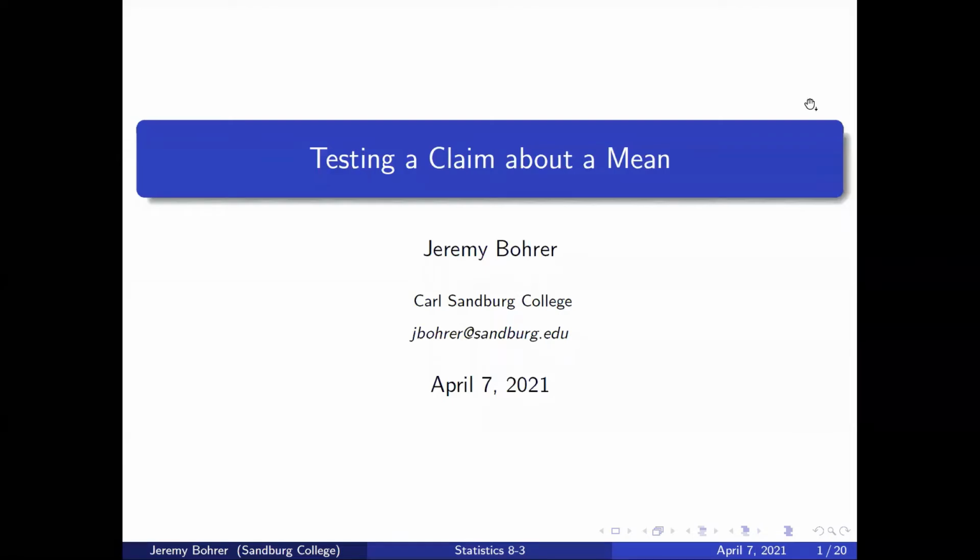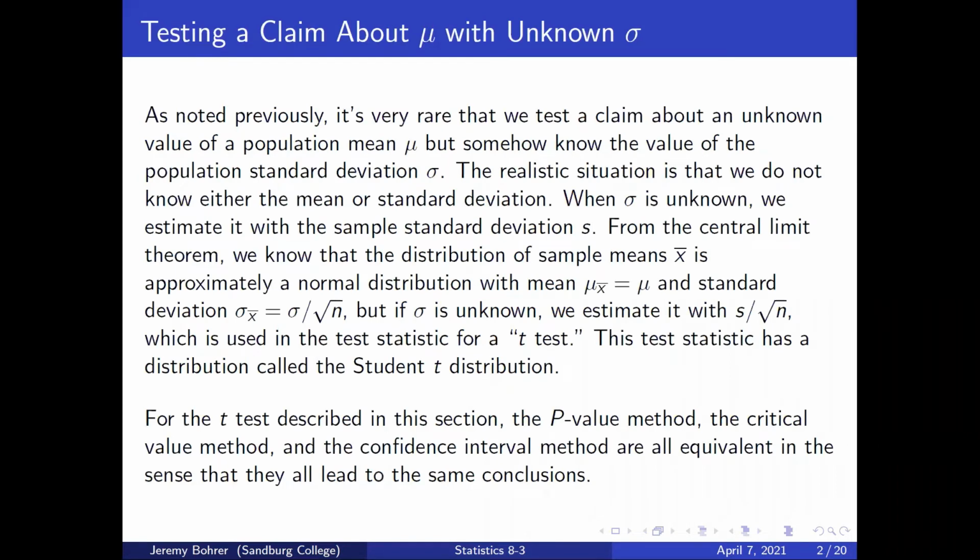In this video, we will discuss testing a claim about a mean. As noted previously, it's very rare that we test a claim about an unknown value of a population mean mu, but somehow know the value of the population standard deviation sigma. The realistic situation is that we do not know either the mean or standard deviation. When sigma is unknown, we estimate it with the sample standard deviation s.